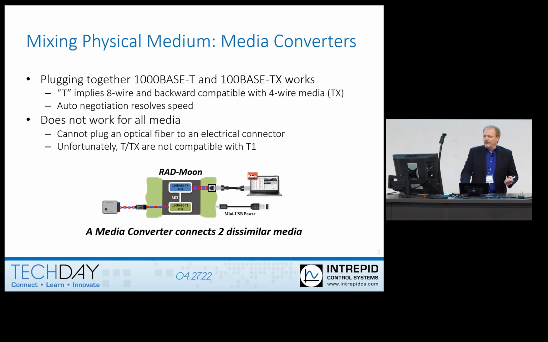So what's needed is something called a media converter, and strictly speaking, it takes one media and straight pipes it through to another media. In the case of Automotive Ethernet, one of our first devices is called the RAD-Moon, and it takes a PHY, or physical layer device, for Automotive Ethernet and connects it directly to a standard 100BASE-TX Ethernet, which is a 4-wire, 2 twisted pair physical medium.